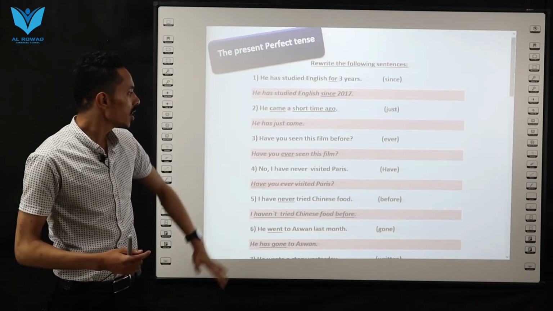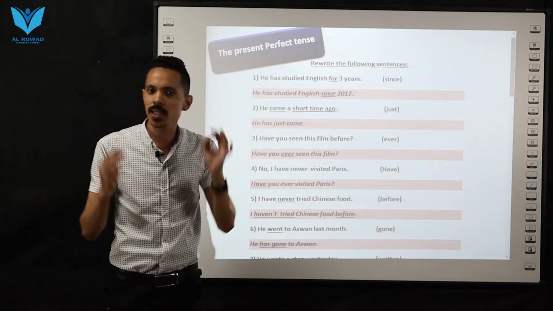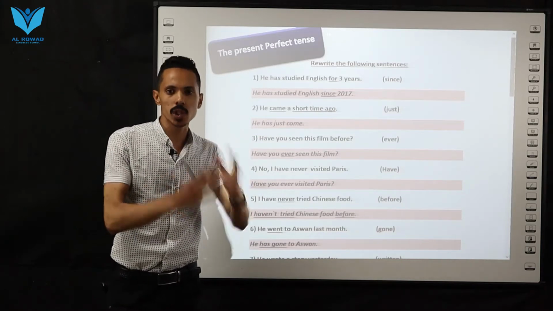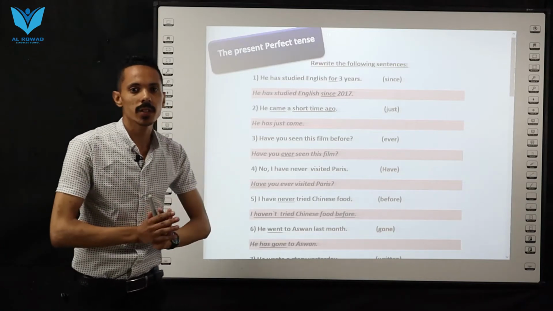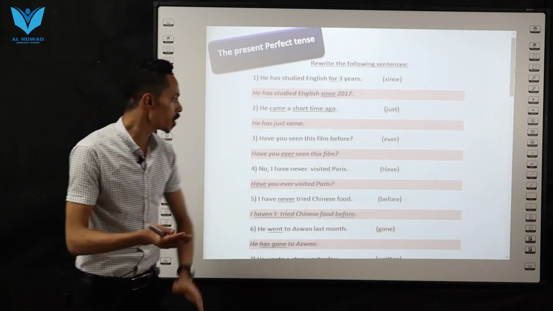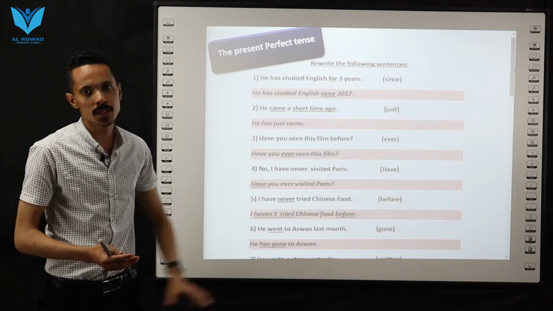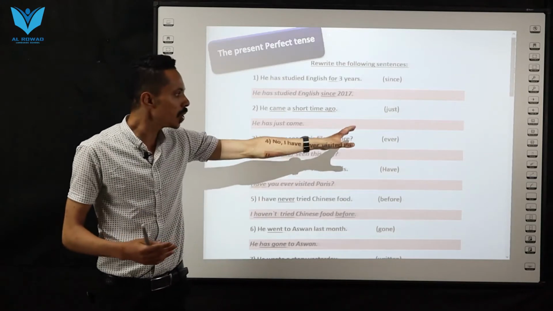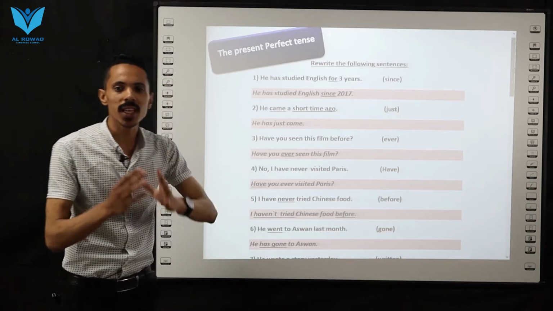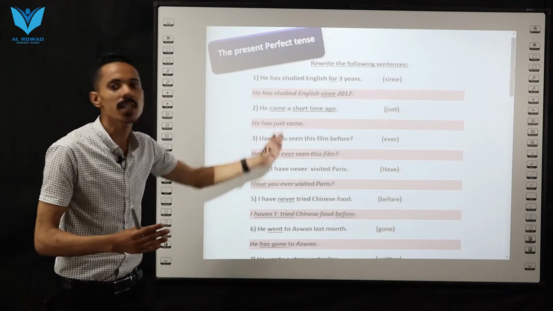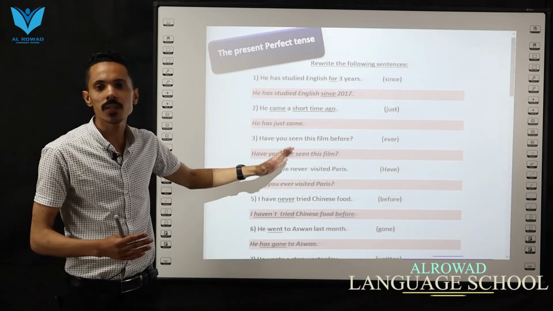For the third point, it's a question. Have you seen this film before? Before answering any question as choose or as a rewrite, look at the verb to know the tense. So here, how can you know the tense of this question? Look at the helping verb and the main verb. Helping verb have, main verb seen, so it's a present perfect. I want you to use ever, and it's so easy because you will only put ever between the subject and the past participle verb in this place. So here, have you ever seen this film?